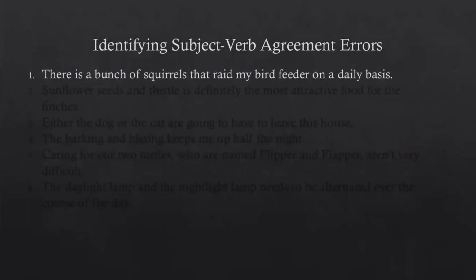And if we find that too difficult, start with the verb. Your primary verb in this particular sentence, you might think it's raid, right? That raid my bird feeder on a daily basis. This is what I was talking about before. This is an example of a dependent clause, right? That relative pronoun there is your indicator that this part of the sentence is a dependent clause. And there is a bunch of squirrels is your primary main clause. Okay, so this is where we want to look.